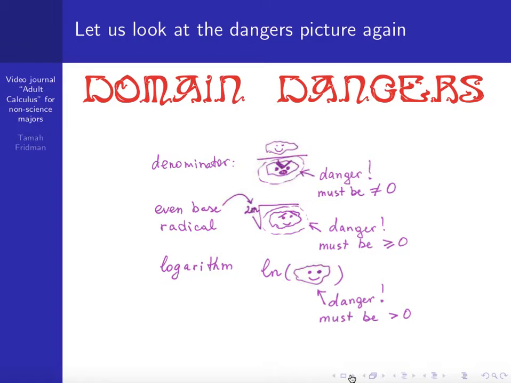There are other domain dangers, but these three will cover all the functions that we consider in this course. An example of another domain danger would be, for example, arcsine of 3, right? So you can have arcsine of any number that is outside of the interval from -1 to 1 inclusive. But we will not have inverse trig functions in this course.